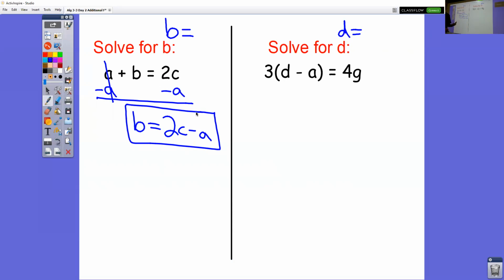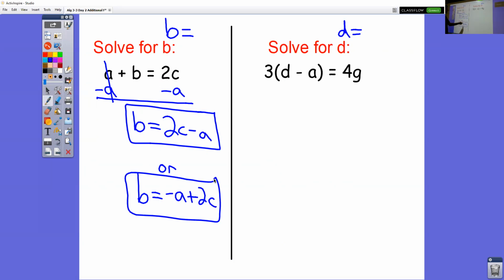It doesn't have to go in order, all right? Your letters don't have to go in alphabetical order or anything. Technically, this would be a correct answer also if we had negative A plus 2C. Technically these two things are exactly the same, but all that you're going to do is do 2C minus A when we subtract A from both sides. So just leave it as 2C minus A. Don't make it any more complicated than what it actually is. So this would be sort of the preferred answer. Let's take a look at the next one.